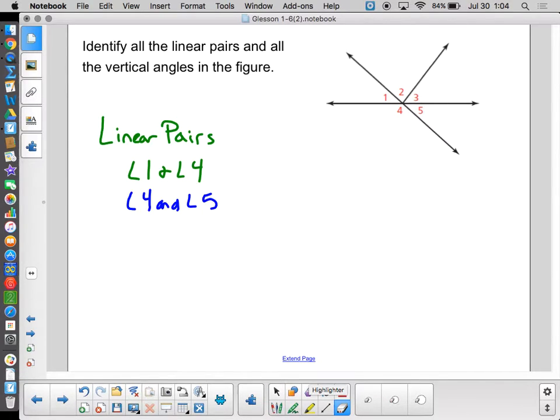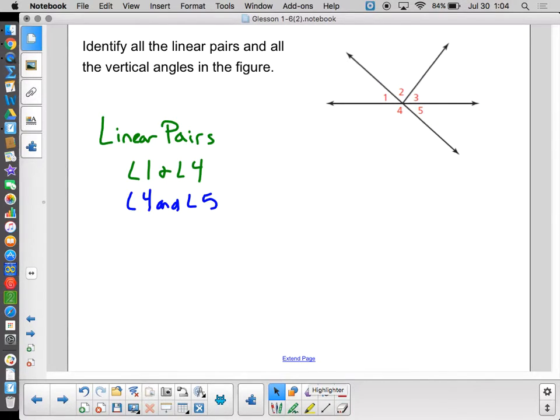Okay. How about 5 and 3? No, that doesn't make a straight line. We're going to put 5, 3, and 2 all together. That makes a straight line. Yes, but the problem is linear pair means pair, two angles. I can't use 3. You're right. If I added the measure of angle 2 plus the measure of angle 3 plus the measure of angle 5, I would indeed get 180. But that's not a pair of angles, so not a linear pair.